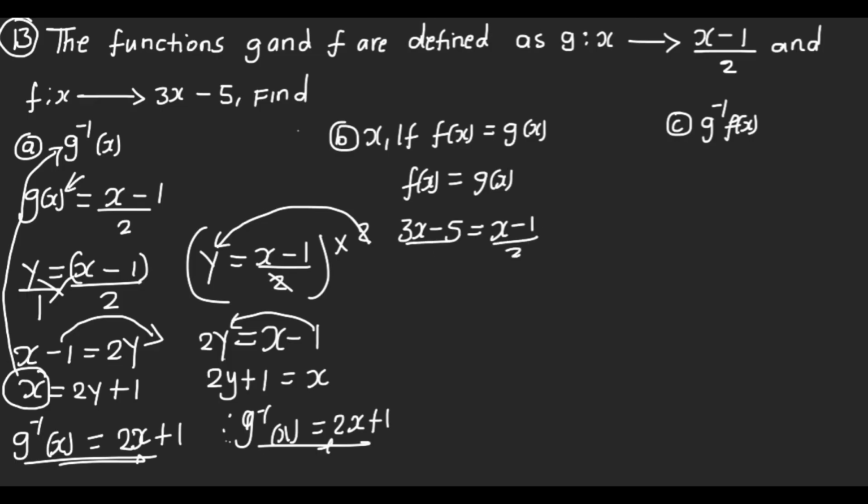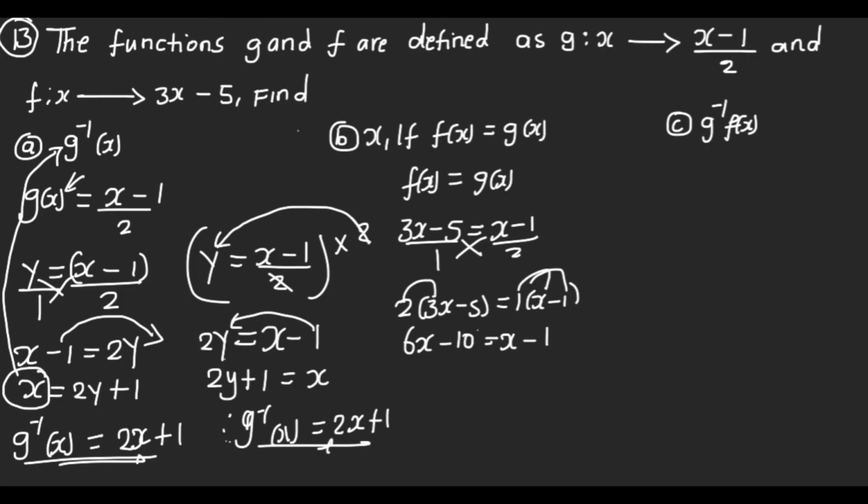So we can get rid of the fraction, so we cross multiply. So this means that the 2 will multiply with 3x minus 5, then the 1 will multiply with x minus 1. So 2 times 3x is 6x, minus 2 times 5 will give us 10. Then 1 times x is x, 1 times negative 1 is negative 1.